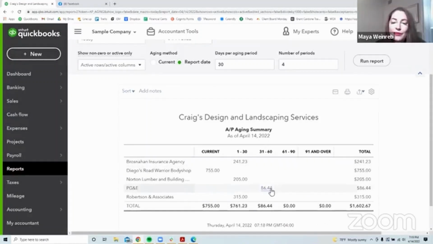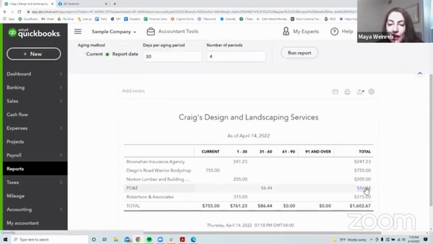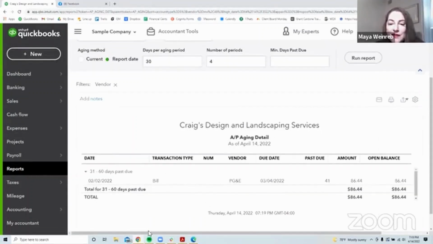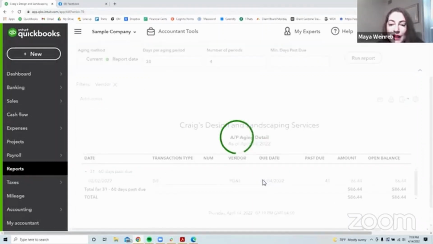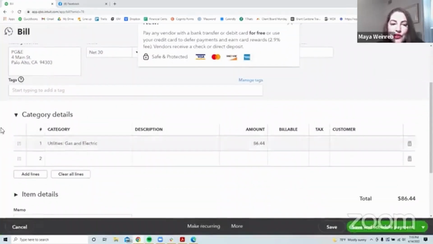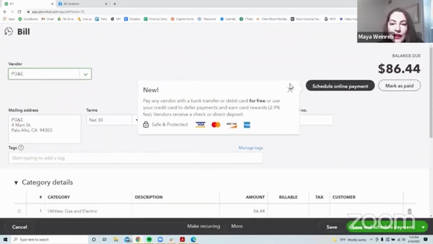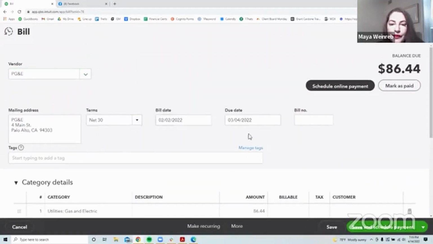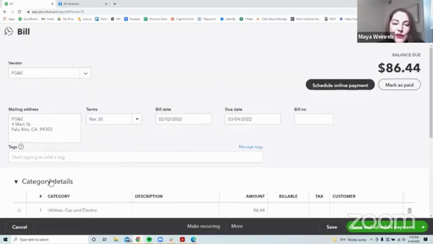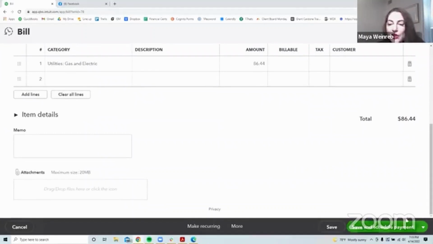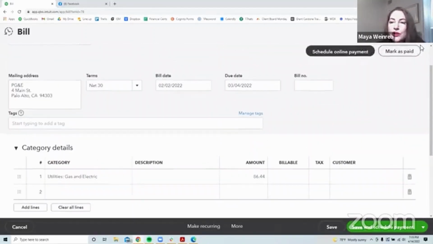He's got one bill that looks like it's late, PG&E, which is like a utility bill in some places in the country. So we can click on this and we can see this little summary, and we can actually click anywhere there and see the actual bill. So here's the actual bill, and you've got the category, he didn't enter a bill number, but you've got the bill date, the due date, when it's due, the address. In QuickBooks, you could pay it directly through here if you wanted to.